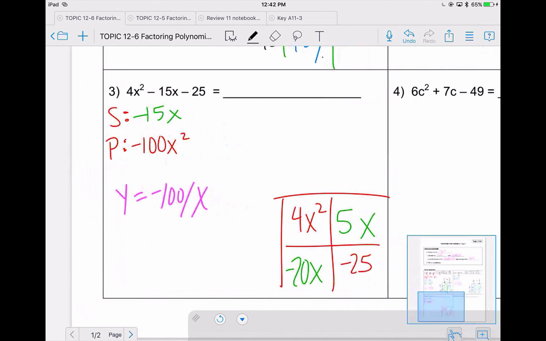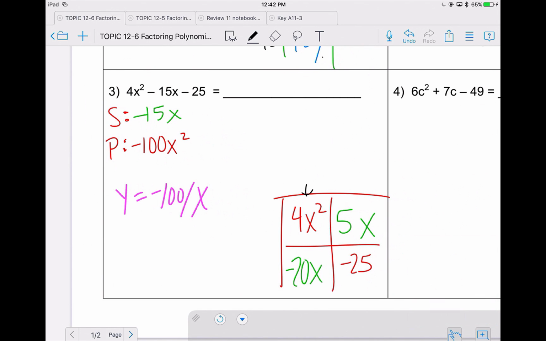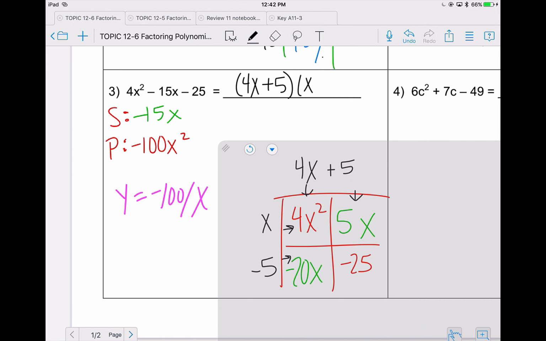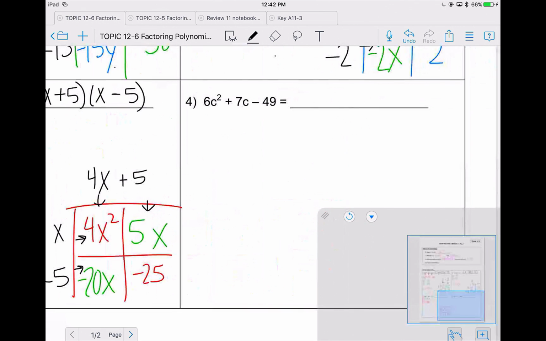Next, I look for my GCFs. So 4x squared and negative 20x share a 4 and an x. 5x and negative 25 share a 5. 4x squared and 5x just share an x. They have no numbers in common. And negative 20x and negative 25 share a negative 5. It's negative because the number closest to the edge is negative. So 4x plus 5 and x minus 5 are my two factors.